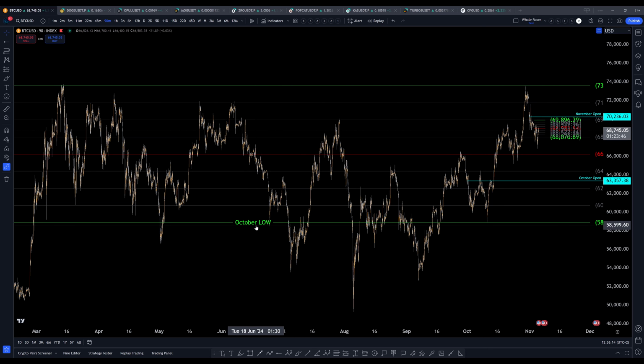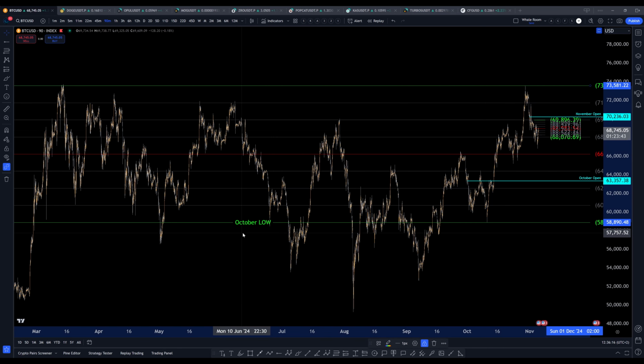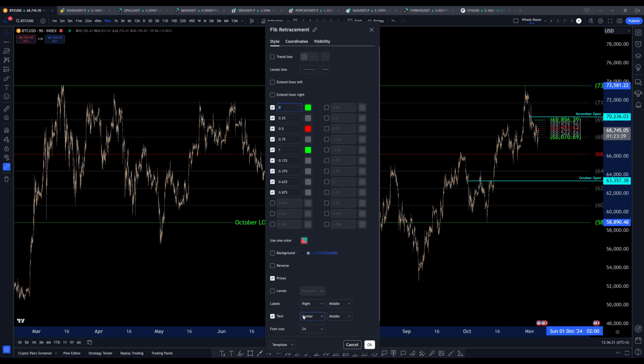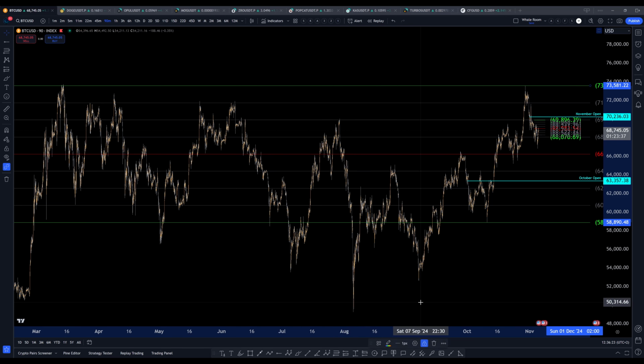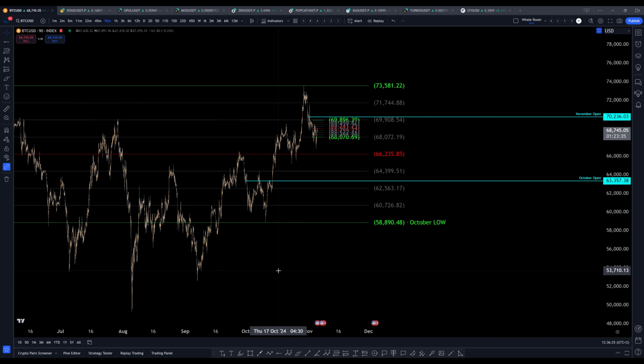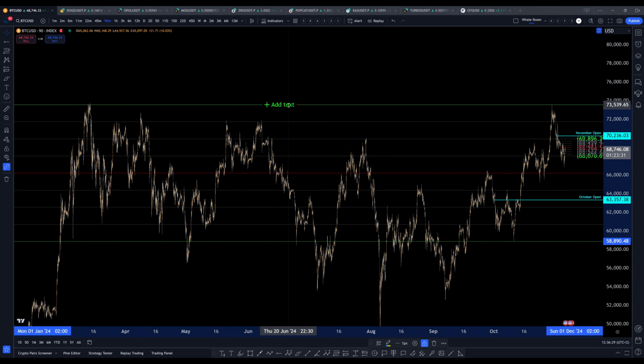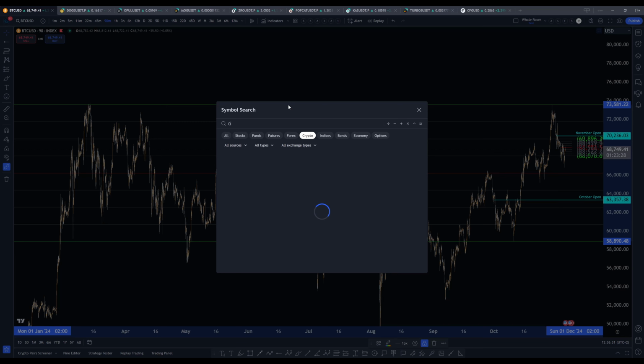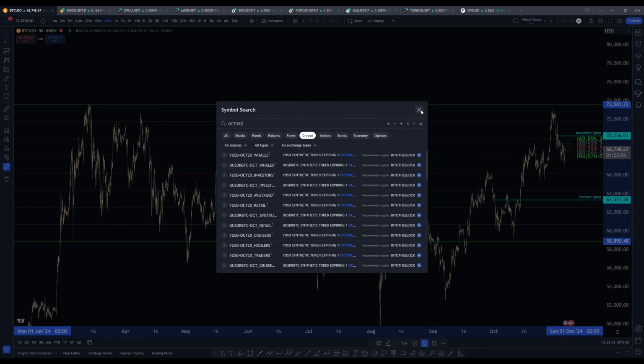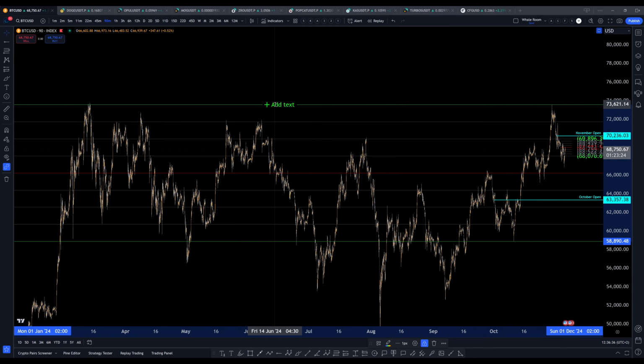And let me go to the settings. Can I do this to the right, please, as well? To the right. Here we are. Okay, cool. October low. That's cool. Anything that helps, right? You can't remember everything out. No. Text. Here we are.